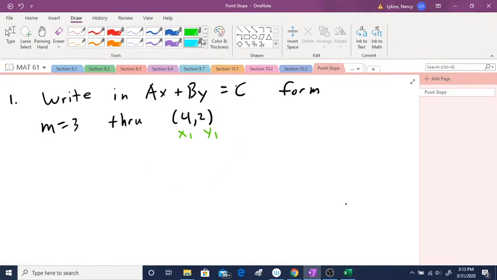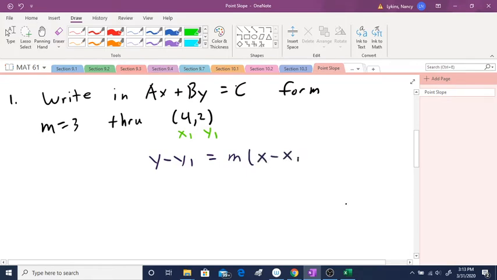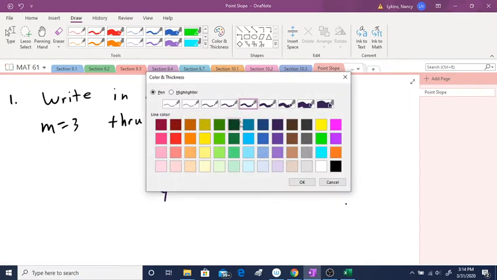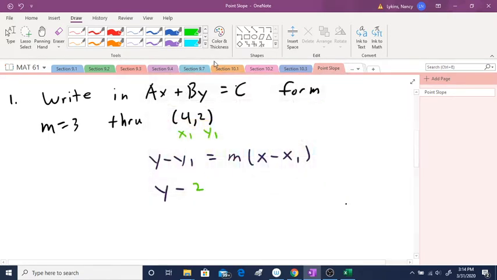And as you recall, my formula for point slope is y minus y1 equals m times x minus x1. And all I'm going to do is fill in the information. So this is going to be y minus 2, because that is my y1, set equal to my m, which is 3, times x minus my x1, which is 4. I'm not doing anything except filling in this formula, y minus y1 equals m, and then parentheses x minus x1. Now we need to put it back into standard format.